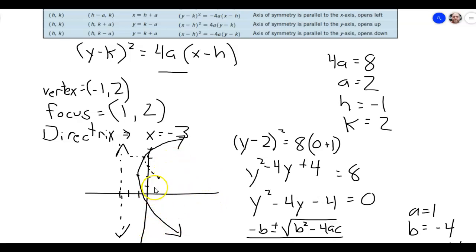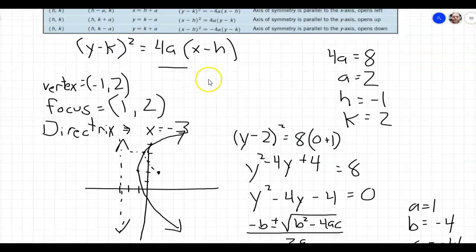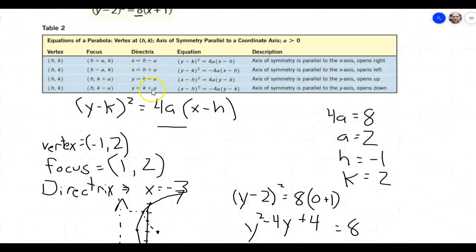All right, guys, I know it's a lot of stuff, but like I said, the important part is getting it in one of these forms and being able to identify your H, your K, and your A.